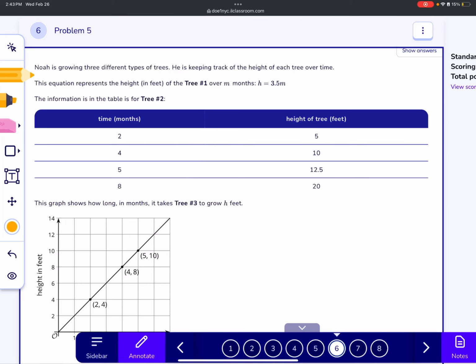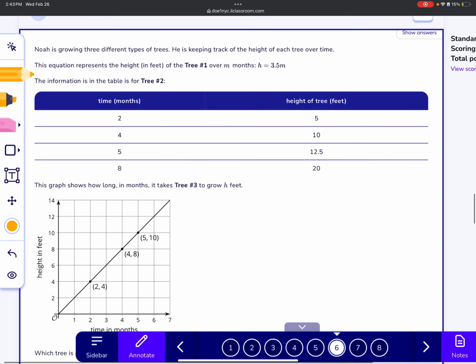Problem number 5. Noah is growing 3 different types of trees. He is keeping track of the height of each tree over time. This equation represents the height in feet of tree number 1 over m months. H equals 3.5 m. The information in the table is for tree number 2.